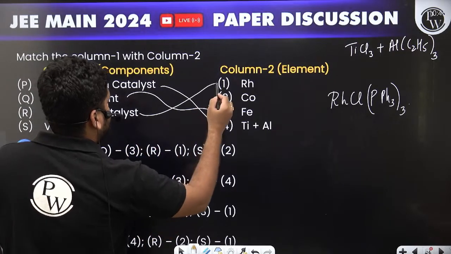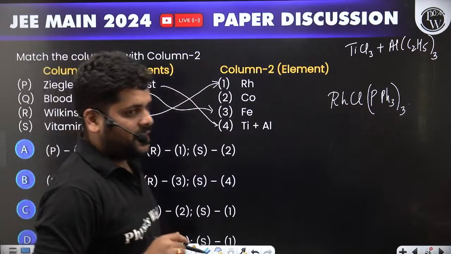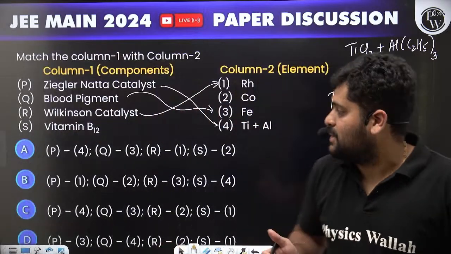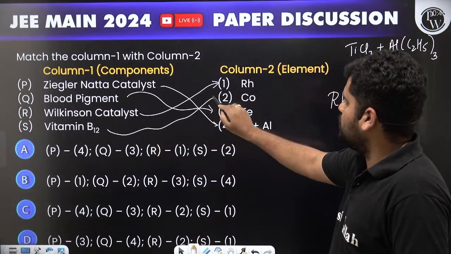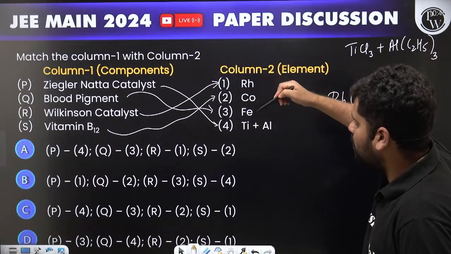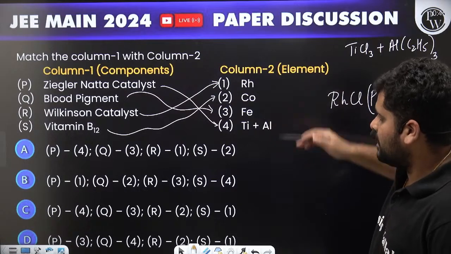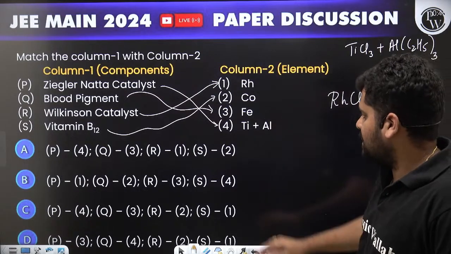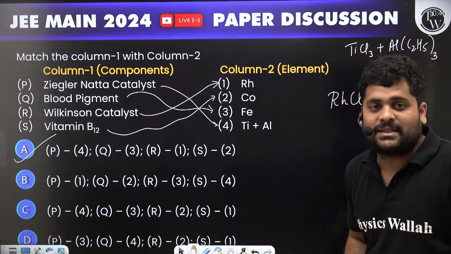This is going to be rhodium, RH, right? Vitamin B12 is anyways called cobalamine. So cobalamine, B12 would go for 2. So which option would be the correct one? P is going with 4, Q with 3, R with 1. P4, Q3 and R1, we just have one option. Option A is the correct choice for this question.